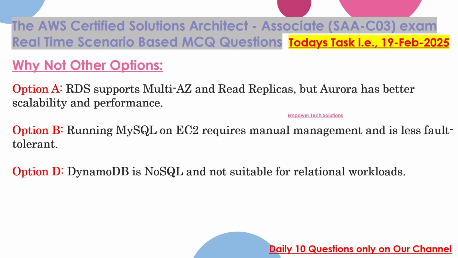Why not other options? Option A. RDS supports multi-AZ and read replicas, but Aurora has better scalability and performance. Option B. Running MySQL on EC2 requires manual management and is less fault-tolerant. Option D. DynamoDB is NoSQL and not suitable for relational workloads.